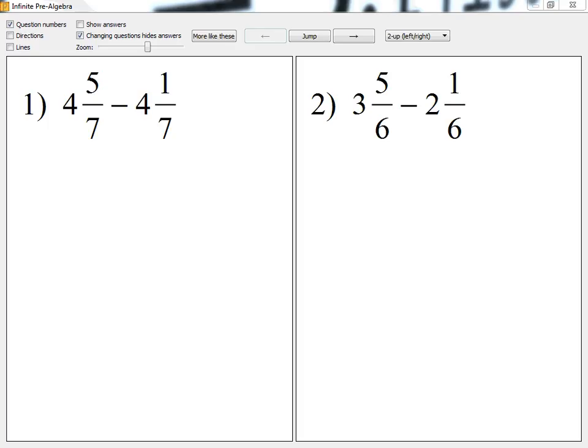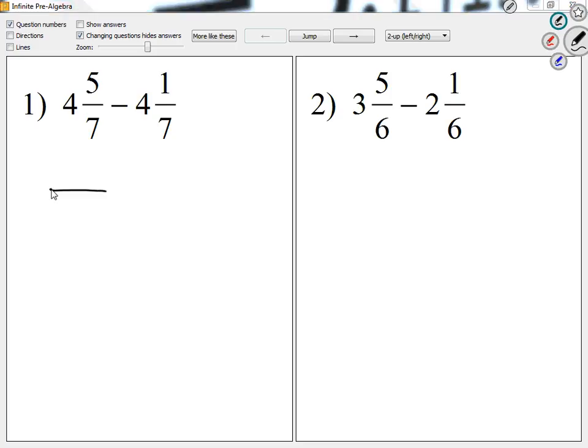Let's continue with adding and subtracting fractions with non-common denominators. First, looking at question number 1, I noticed we have a mixed number, a whole number and a fraction. Let me change those to improper fractions.